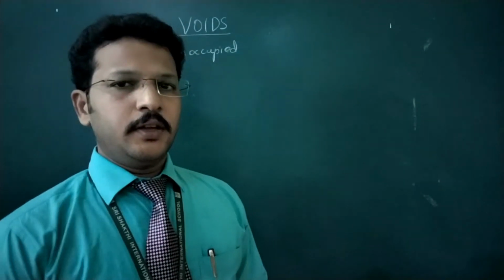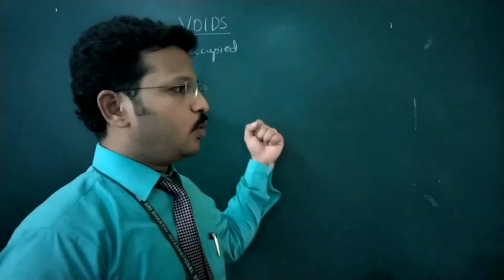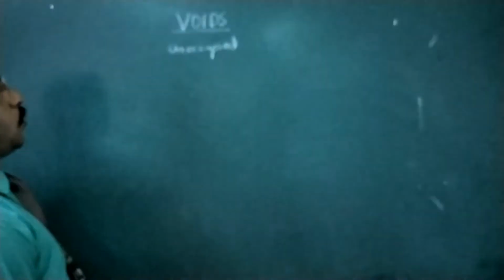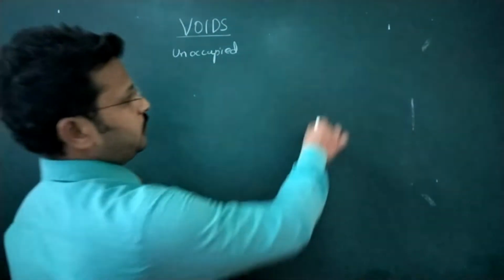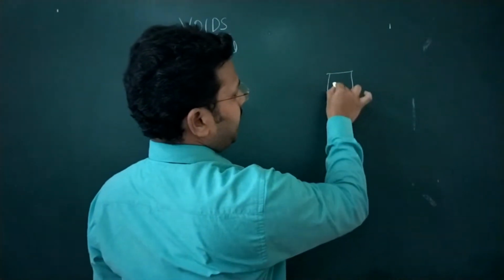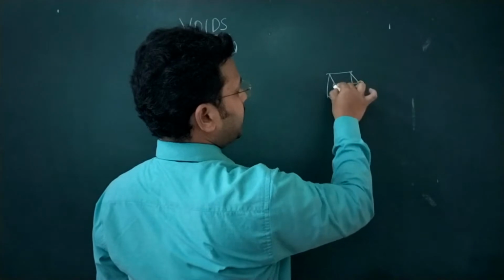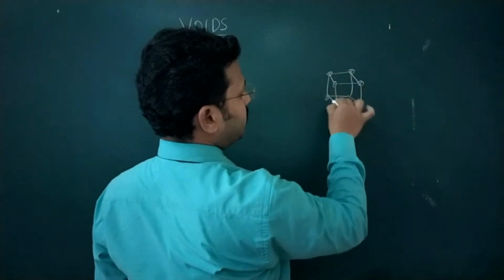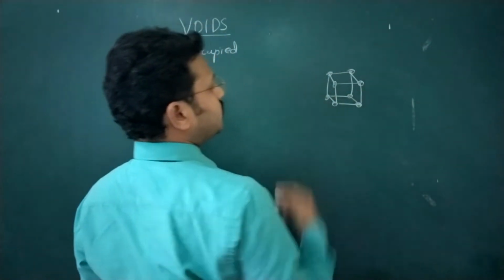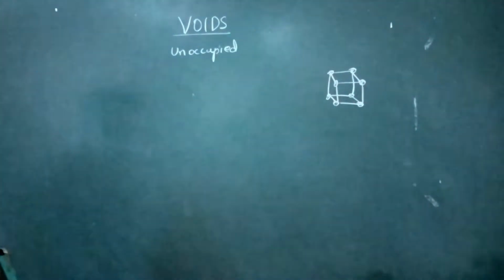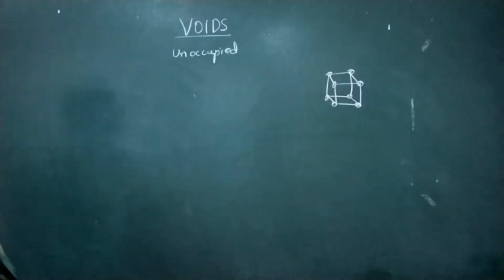Chemistry concept videos. In this video we are going to see about voids. So what are voids? In a crystal, lattice points are the places where the atom can accommodate. So in the basic cube, the primitive cube, we have 8 lattice points.